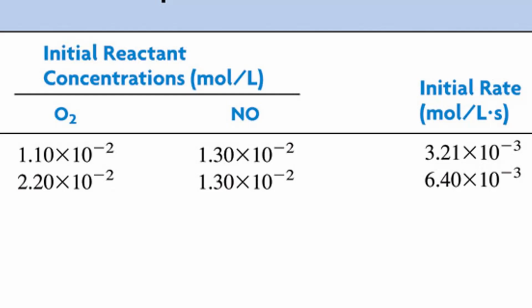Okay, so our observation is we double oxygen and that doubles the initial rate. This is going to tell us that this is a first order reaction. And we'll talk about why that is mathematically in a little bit.